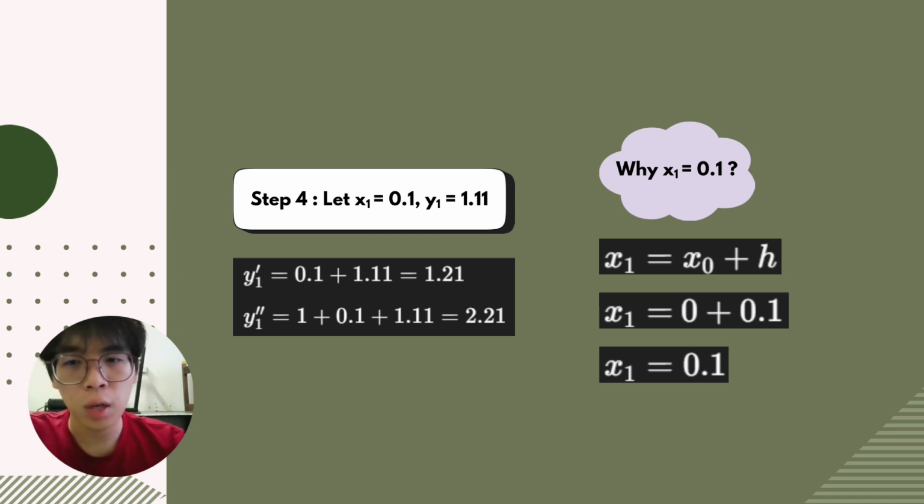So one question before I end step 4. Why is x1 equal to 0.1? x1 equals 0.1 because x1 equals x0 plus h. x0 is 0 and h is 0.1. So x1 equals 0 plus 0.1. So x1 equals 0.1.